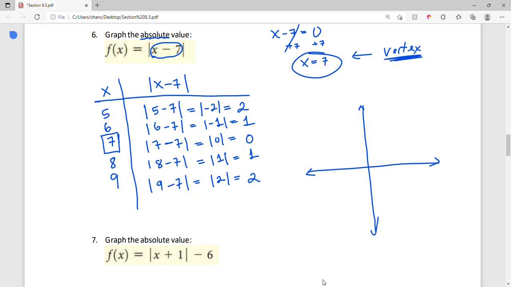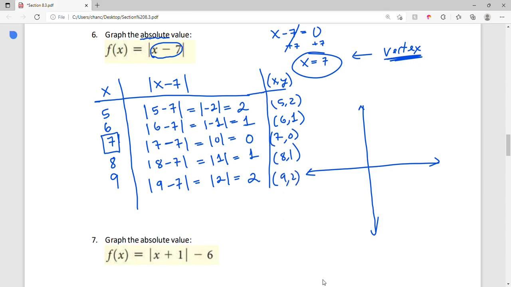So I'll start by plotting the points 5, 2. And if you want, you can make a table here that tells you x, y, what to plot. This is 5, 2. This is 6, 1. 7, 0. 8, 1. And finally 9, 2. So these points are from each of the x coordinates, and our function output is, of course, the y coordinate.